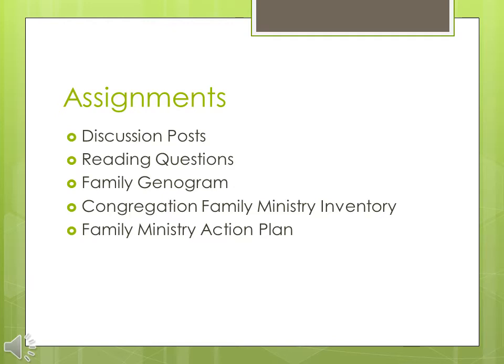For example, there will be discussion posts, and your evaluation on those discussion posts, as usual, will consist not only of your initial post, but on your response to the posts of your peers. There will also be reading questions on the chapters that you read, on the essays that you're reading. And there are also several essays that you're going to be reading that you'll find in PDF files in the learning management system.